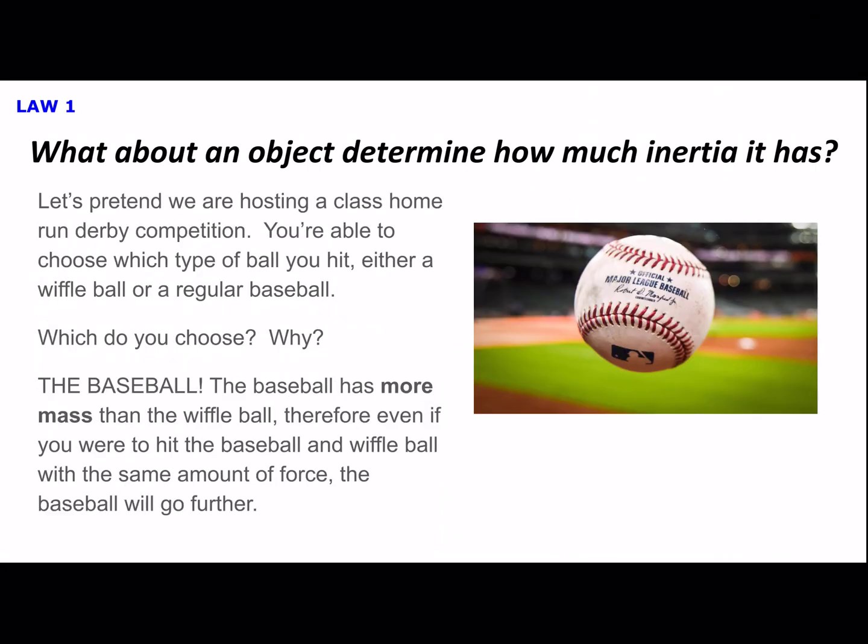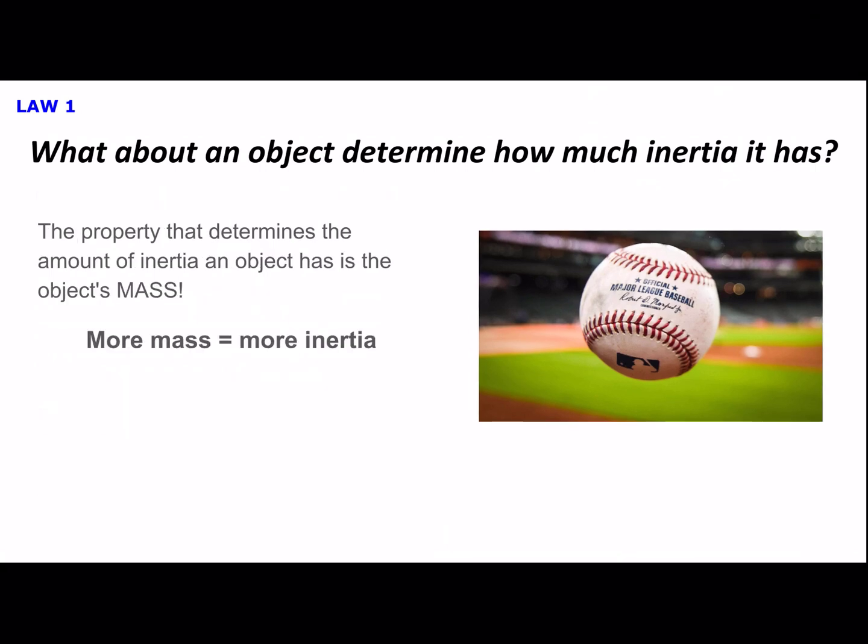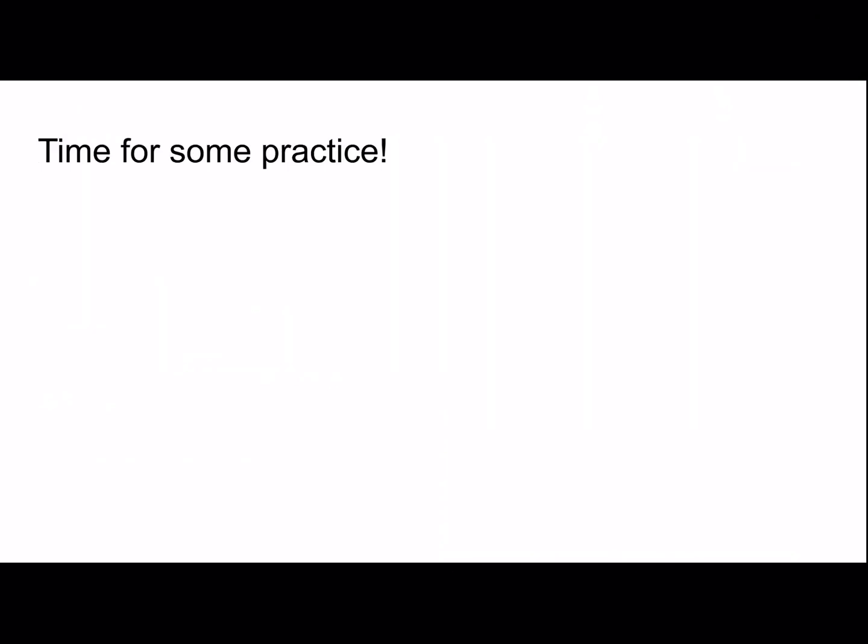I hope that you chose baseball because baseballs have more mass. They also don't have little holes in the middle of them, relating to their mass. If you were to hit the baseball and the wiffle ball at the exact same speed with the bat, the exact same way, the baseball is going to fly farther because it has more mass. Therefore, the property that determines the amount of inertia an object has is the object's mass. More mass means more inertia. Less mass means less inertia. All right, now let's get some practice.